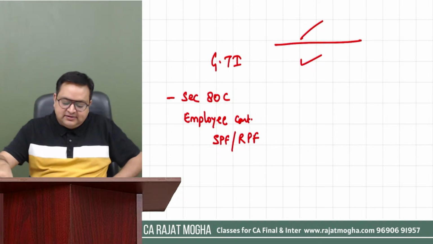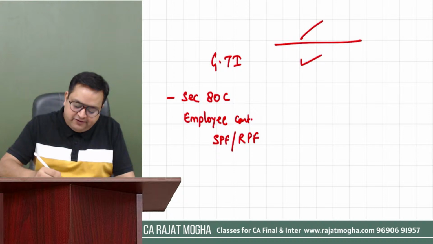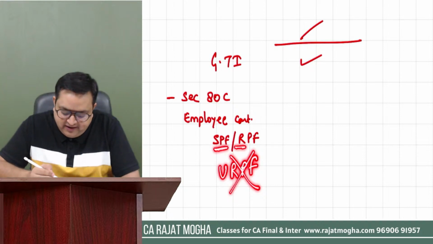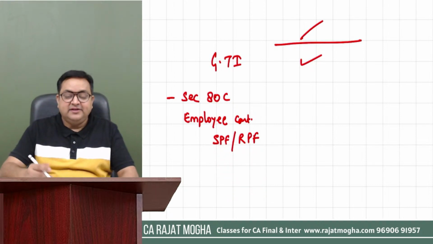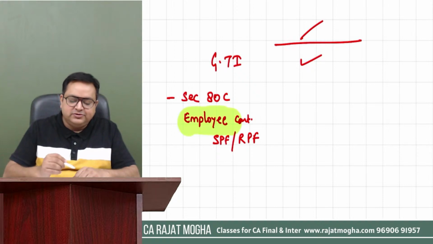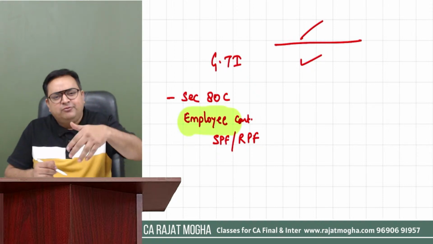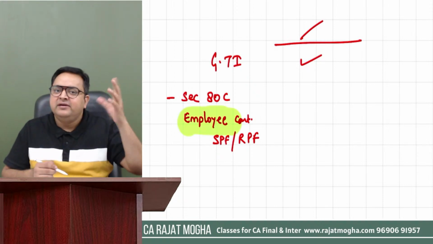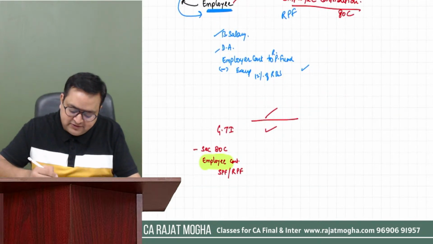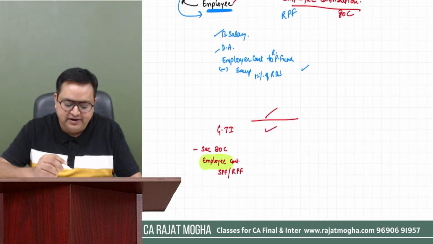Okay, so if it is unrecognized provident fund, URPF, boss, it is not allowed. It should only be SPF or RPF, then only it is allowed. If it is URPF, it is not allowed. And this is employee contribution. Why not employer? Sir, the employer contribution deduction has already been given above when we were calculating salary, right? So SPF, RPF are allowed; URPF is not allowed.